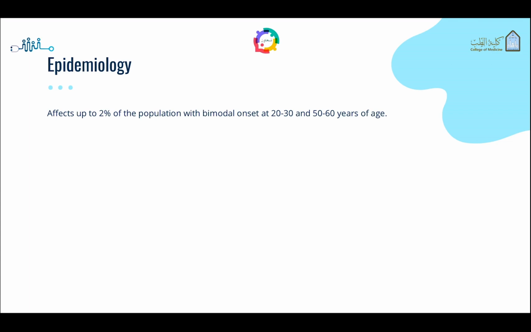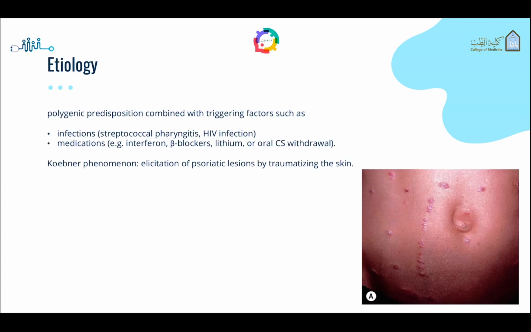For the epidemiology, it has a bimodal onset at 20 to 30 years of age, as well as 50 to 60 years of age. It affects about 2% of the population. For the etiology, as I said, it is multifactorial. The genetics and environmental factors interact together to cause the disease. The environmental factors include infections such as streptococcal infections and HIV. The medications include interferons, beta blockers, lithium, and the rapid withdrawal of corticosteroids.